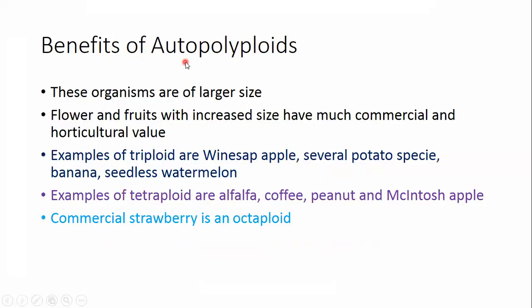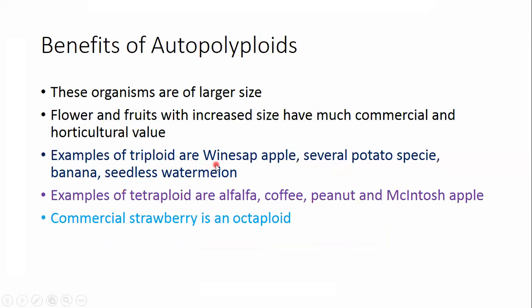वॉट इज द बेनिफिट ऑफ ऑटोपॉलीप्लॉयडी? And the benefit is that the organisms are of large size. वो organism या वो plants जिनमें polyploidy की condition है वो large size के हैं. Flower and fruits with increased size have much commercial and horticultural value.